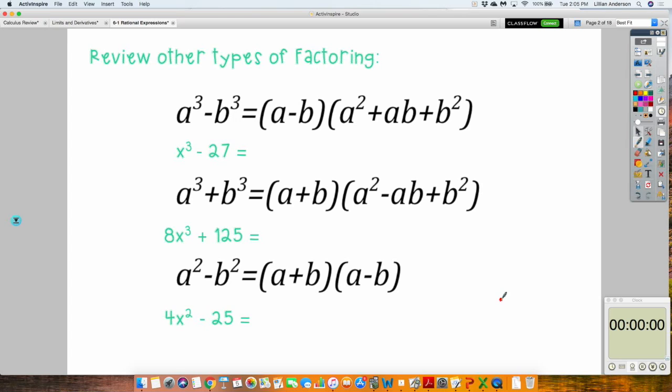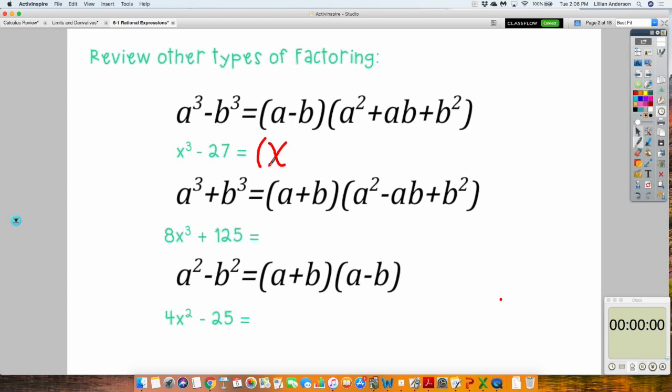Okay, let's say you're given a binomial, right? A binomial has two terms, and both of them are perfect cubes. In other words, when you multiply a number by itself 3 times, you get this result, such as x to the third minus 27. To be able to factor this, you want to follow the formula that you see in black. Now a and b represent the cube root of each of these terms.